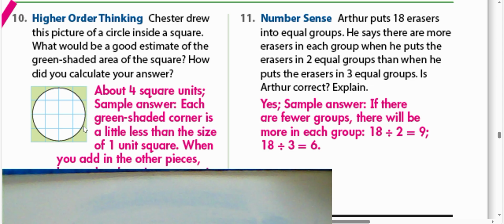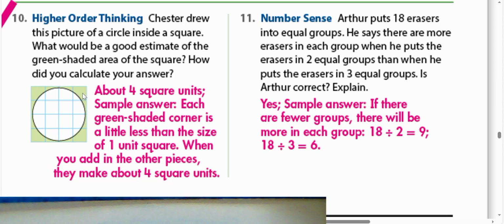Okay, first step, we can find the area of the square side by side, or count all the squares inside it. About 4 square units. Why? Because we can find the difference between the two parts. Count with me: 1, 2, 3, 4. It's nearest to 4, because this part will be combined with this, this combined with this, and this combined with this. Give me 4. The area of the green part here will be 4 square units. Simple answer: each green shaded corner is a little less than the size of 1 unit square. When you add the other pieces, they make about 4 square units.